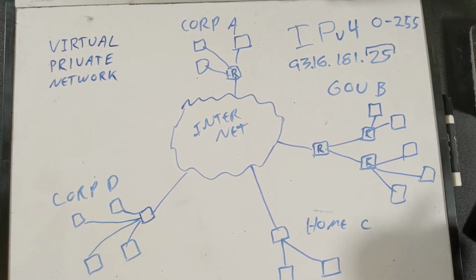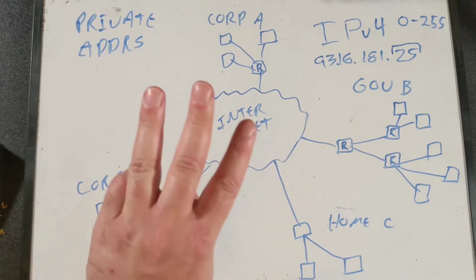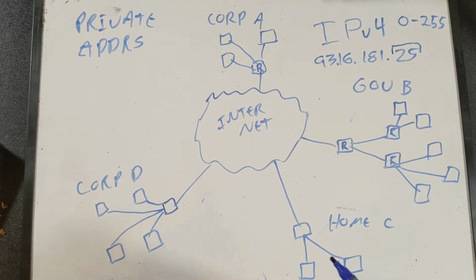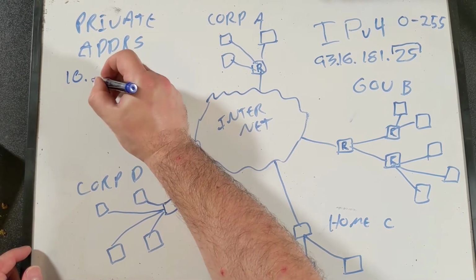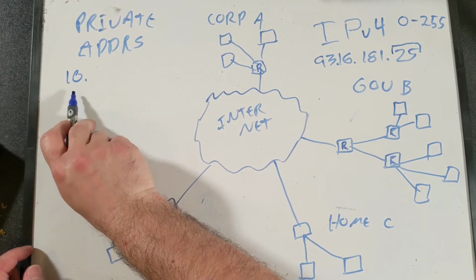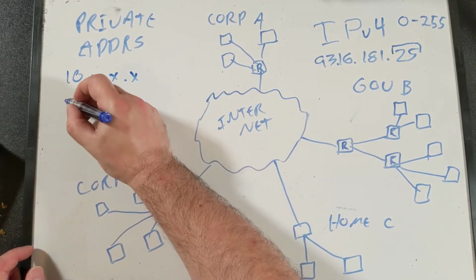But in the structure of these addresses, some particular ranges of addresses were reserved for private networks. In Internet Protocol version 4, there are 3 different ranges of addresses that are used as private addresses. Those addresses are 10. The first number in the address is 10, and then the other 3 numbers are anything.